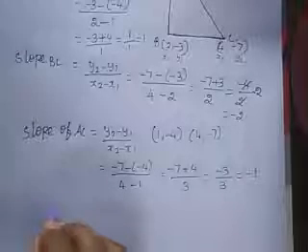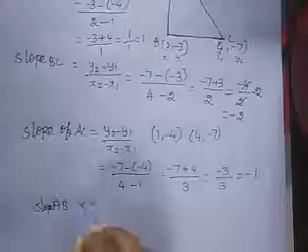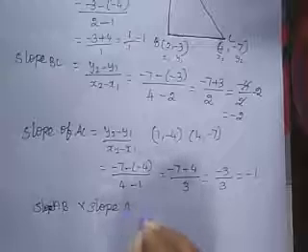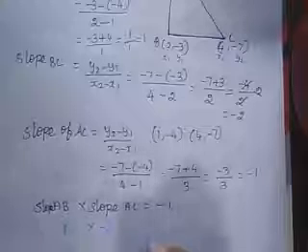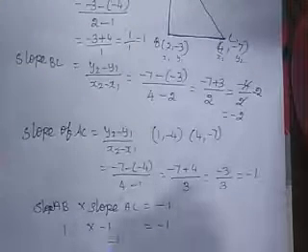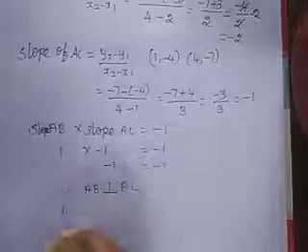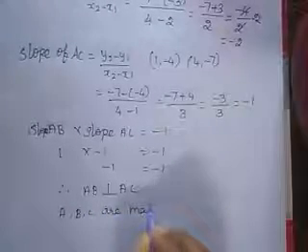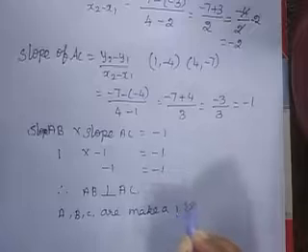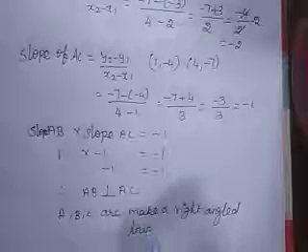The slope of AB into slope of AC. Slope of AC is equal to -1. Slope of AB is plus 1. Slope of AC is -1. That is equal to -1. 1 into -1 is equal to -1. So therefore, AB is perpendicular to AC. So therefore, the points A, B, C make a right angle triangle.